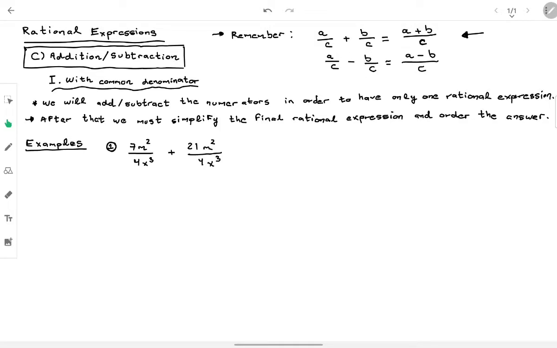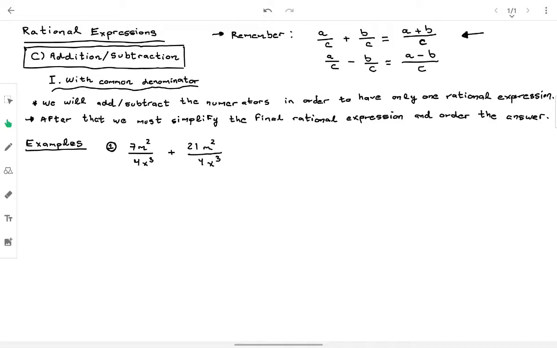For this kind of exercise, we add or subtract the numerators in order to have only one rational expression. After that, we try to simplify it. How do we simplify it? We have been seeing how to simplify rational expressions in previous videos. Remember, to simplify rational expressions we need factors. If something is adding or subtracting, we cannot eliminate it if it is not a factor.